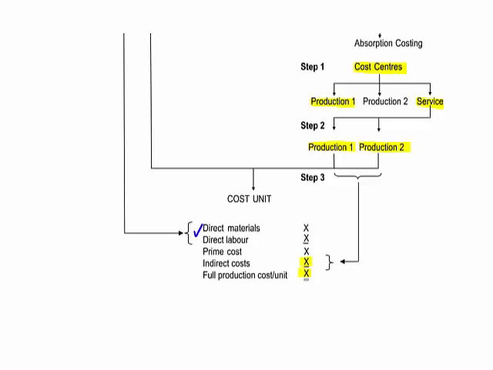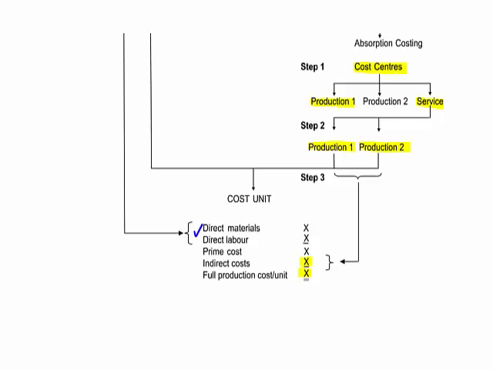Now, in your exam, you're not going to have to do all of the steps in one question, but you could be required to do any part of any of the steps. So what we're going to do is work through the processes involved for each of the 3 steps. And in the case of step 2, the reapportionment of service centre overheads, we'll see that there are alternative methods that we can use to get those expenditures from service cost centres into production cost centres.